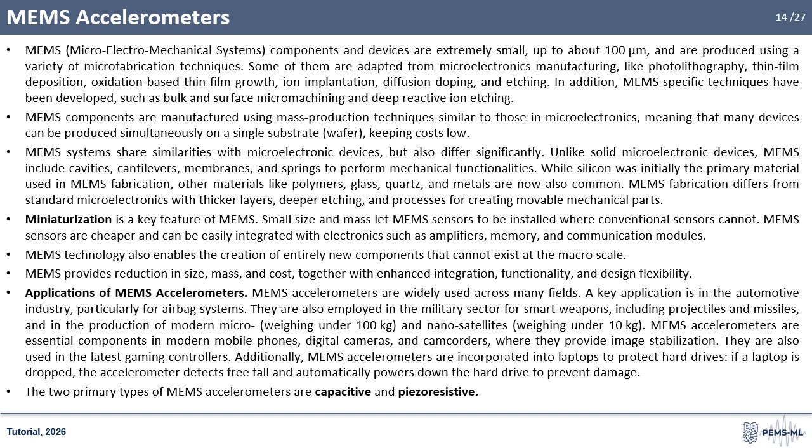Unlike solid microelectronic devices, MEMS include cavities, cantilevers, membranes, and springs to perform mechanical functionalities. While silicon was initially the primary material used in MEMS fabrication, other materials like polymers, glass, quartz, and metals are now also common. MEMS fabrication differs from standard microelectronics with thicker layers, deeper etching, and processes for creating movable mechanical parts. Miniaturization is a key feature of MEMS.